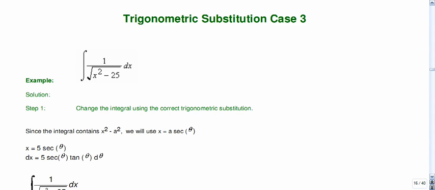Lastly, let's take a look at trigonometric substitution case 3. In this example, I'm going to take the antiderivative of 1 over the square root of x squared minus 25 dx. Again, I'm going to change the integral using the correct substitution. Since the integral contains x squared minus a squared, we're going to use x equals a secant theta.